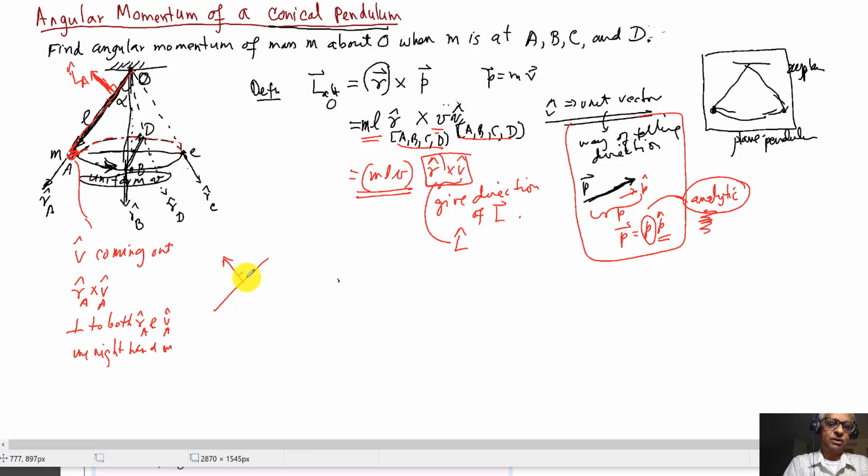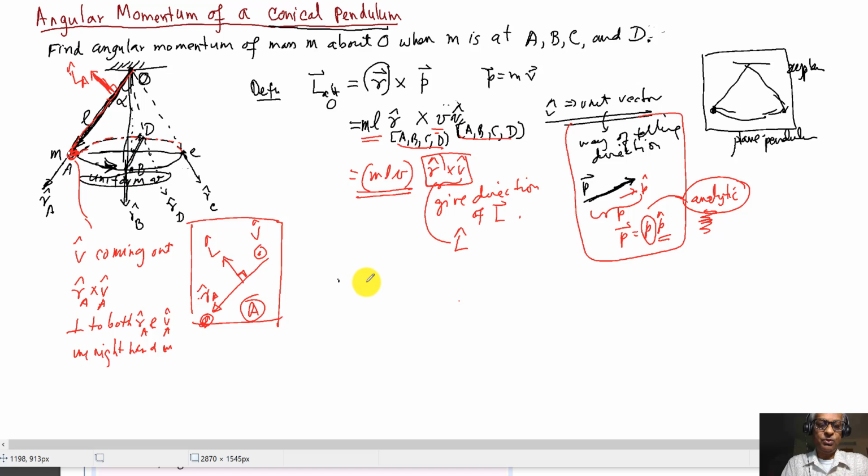But I need to give all the other directions. So this is the R hat A, and V is coming out. That's the V hat, and this is the L hat. So L hat is in the plane. This is out of the plane, and this is 90 degrees. This is A, the answer for A.